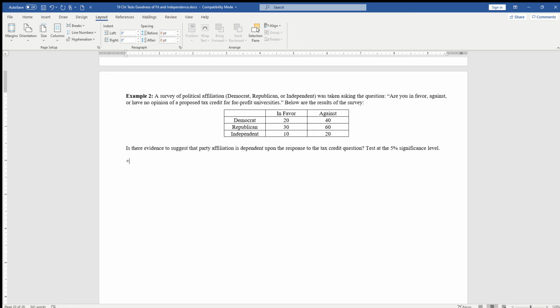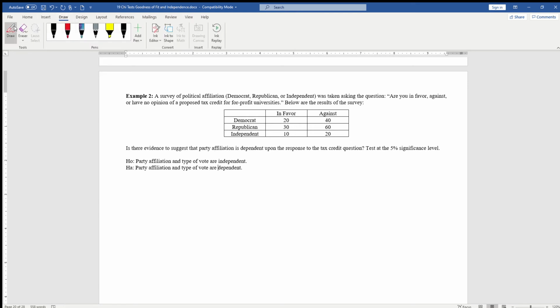So the null hypothesis is that party affiliation and voting preference, or however you want to state it, so I'm going to say, and type of vote are independent. And then the alternative would be that they are dependent upon one another. So HA: party affiliation and type of vote are dependent.